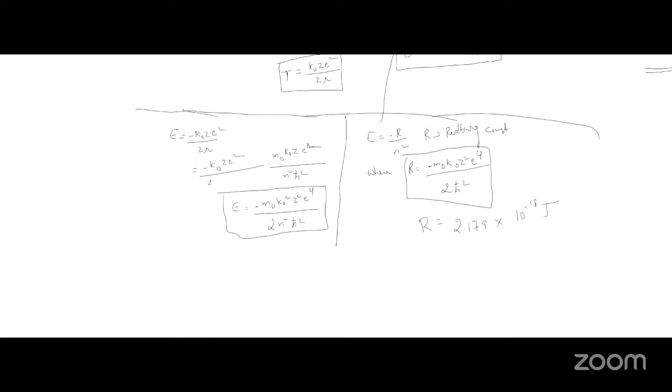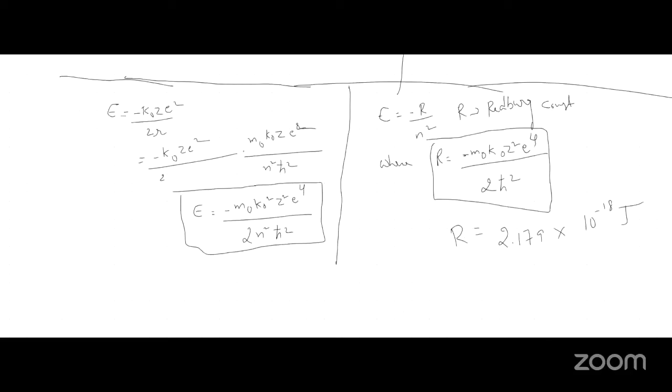Suppose N equal to 1. What is our formula? We got the E equation: E equal to minus R by N square. If N equal to 1, then how much energy E will we get? Minus 13.6 electron volts.